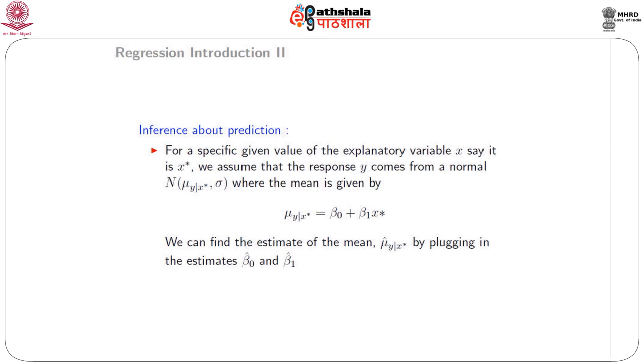So, for a specific given value of the explanatory variable x, say denoted by x star, we assume that the response y comes from a normal distribution with mean mu subscript y given x star and sigma, where the mean is given by beta naught hat plus beta 1 hat times x star. We can then find the estimate of the mean by plugging in the estimates of beta naught hat and beta 1 hat.